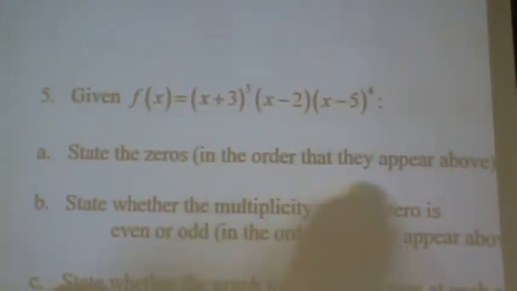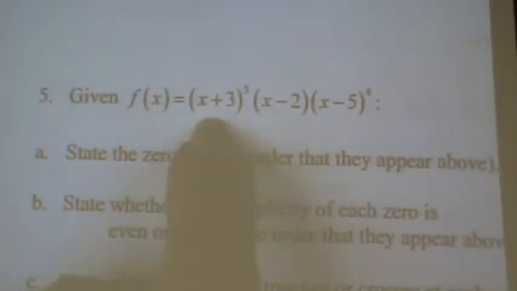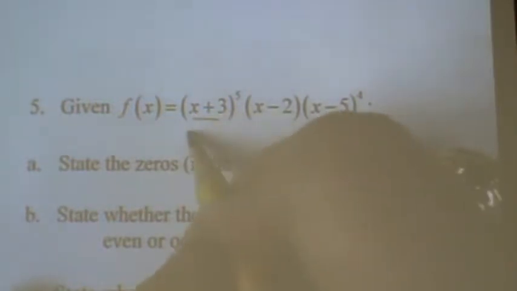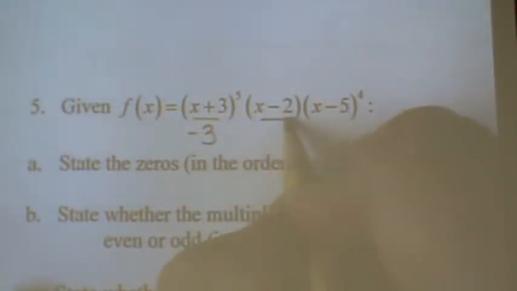Number 5. State the zeros in order that they appear above. So, Alexis, what would be the 0 here? -3. What about this 0? 2. And what's this 0? 5.